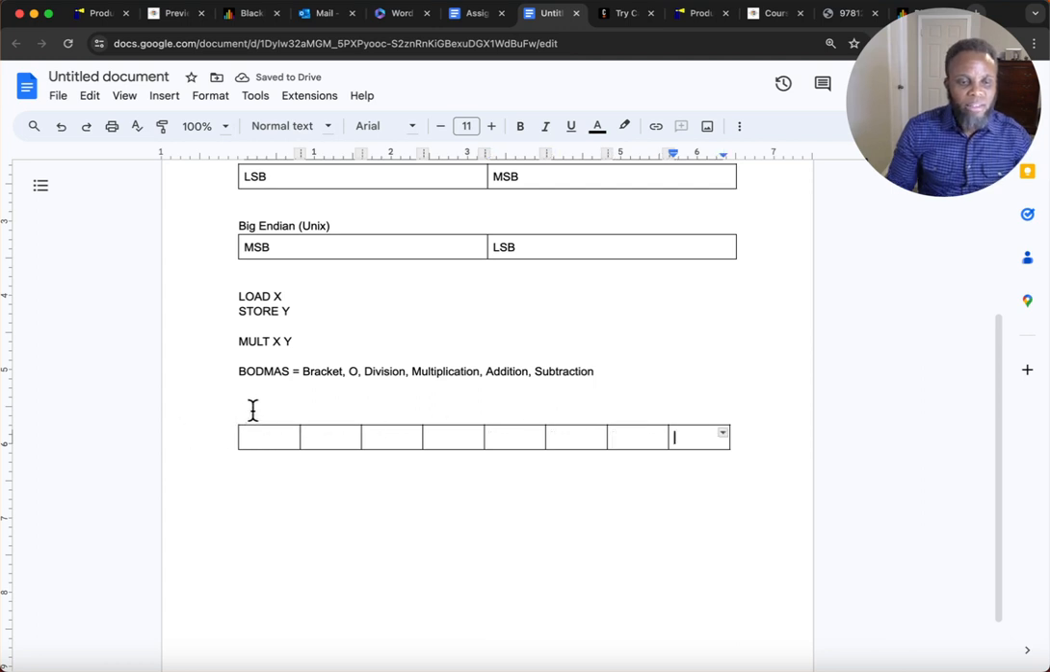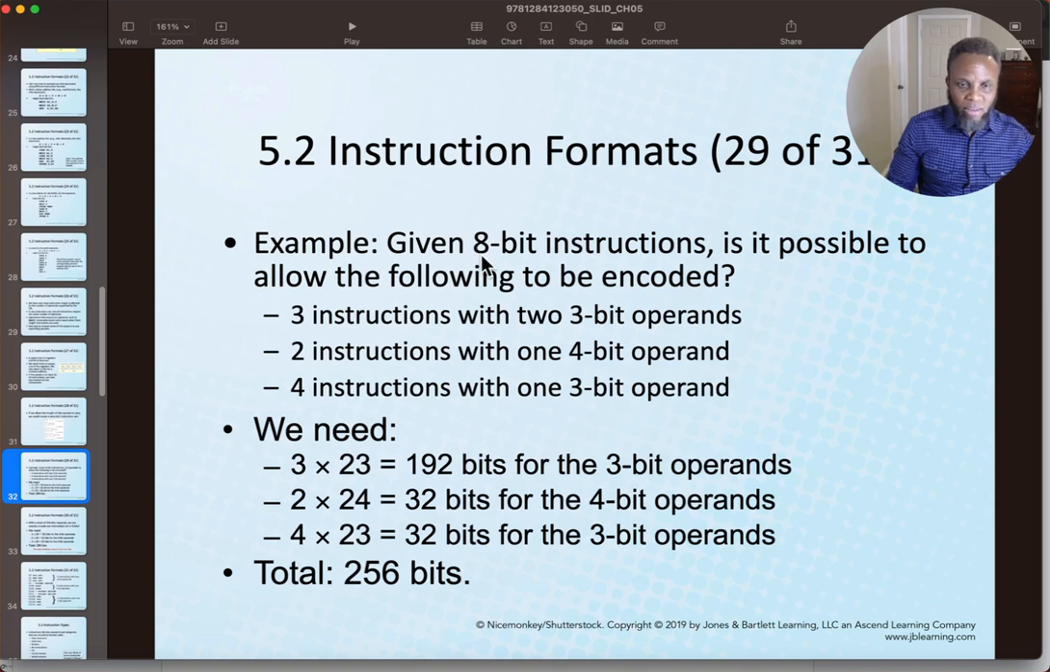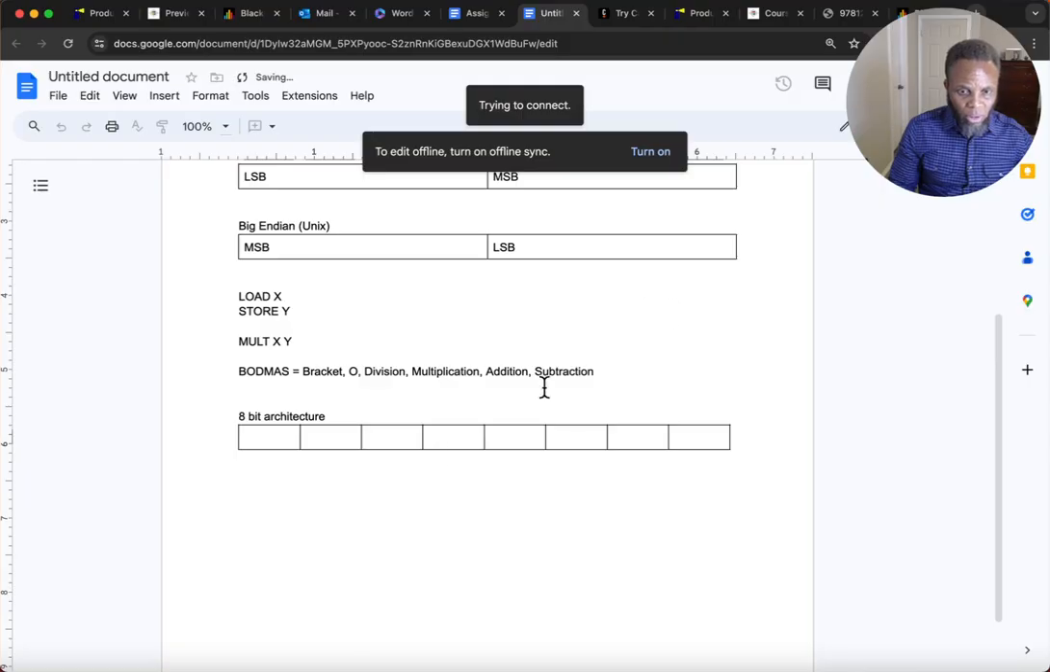So imagine this is an 8-bit architecture. We have 8 bits. Each of these blocks represents a bit. So what we're saying here is, is it possible to allow the following to be encoded? 3 instructions with 2 3-bit operands. So we want 2 3-bit operands. Let's talk about an operand.